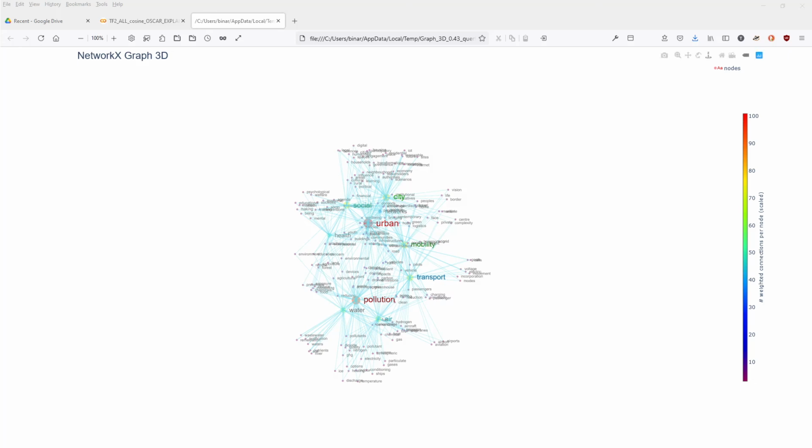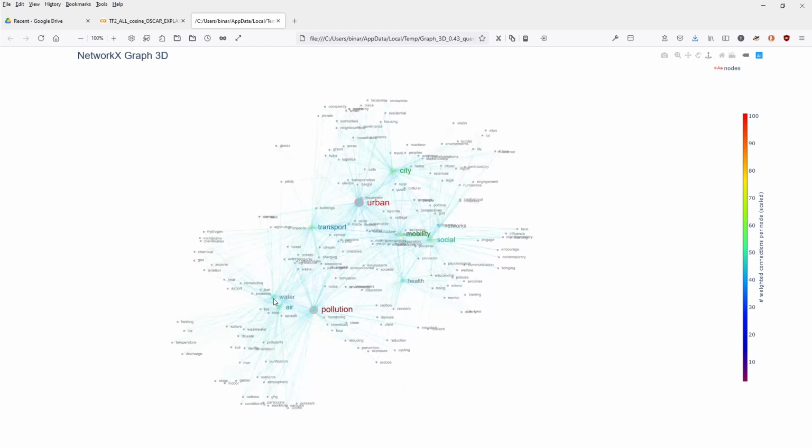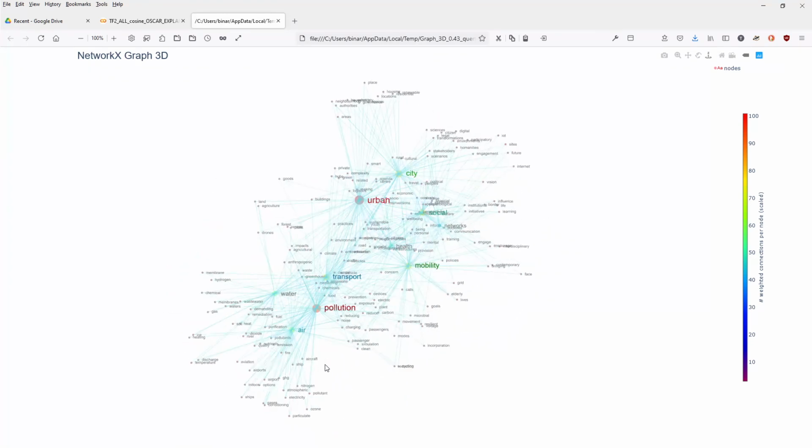And here we are now. We have now the NetworkX graph in 3D. And this is exactly what we have been looking for. Here again, we have city. We have our urban cluster. And then mobility, transport, pollution, air. Again, what we have seen in 2D, but now we have the beautiful option to visualize it in 3D.